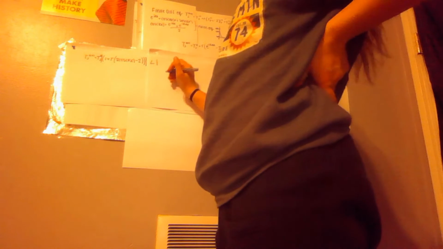So what we're going to start with is the absolute value of 1 plus r times 2 cosine kx minus 2 is less than 1. And we're going to change that around so that negative 2 is less than r times 2 cosine kx minus 2, which is less than 0.